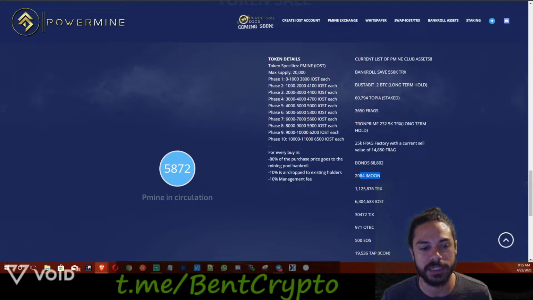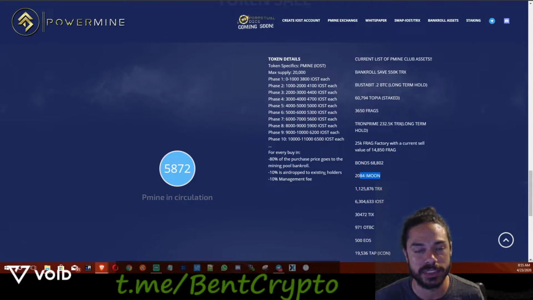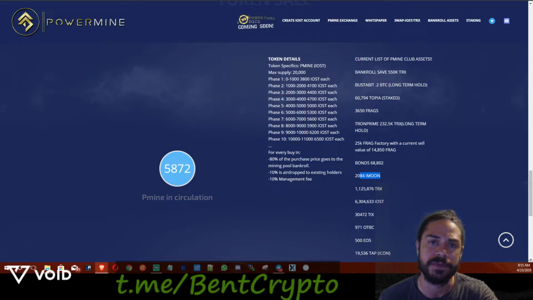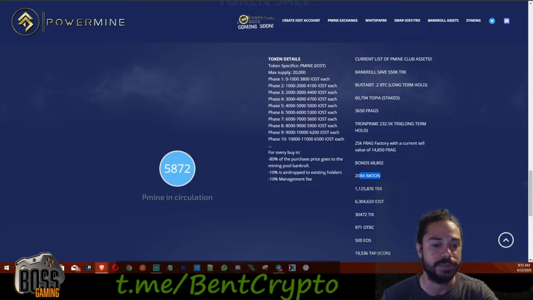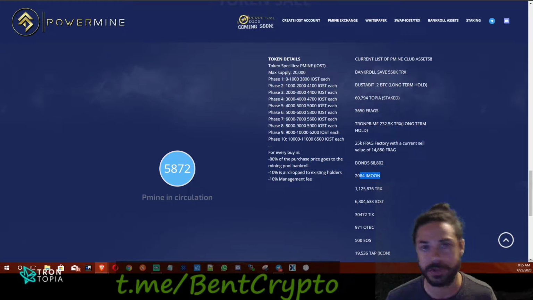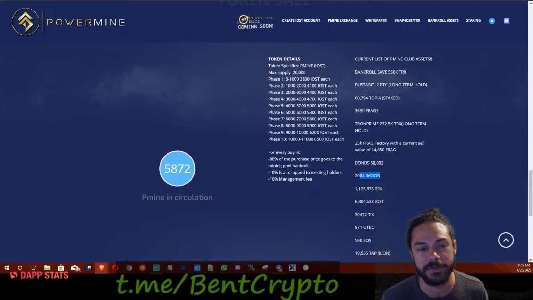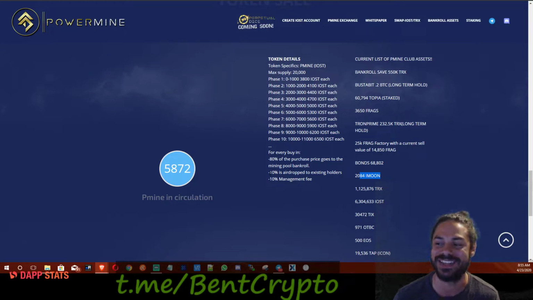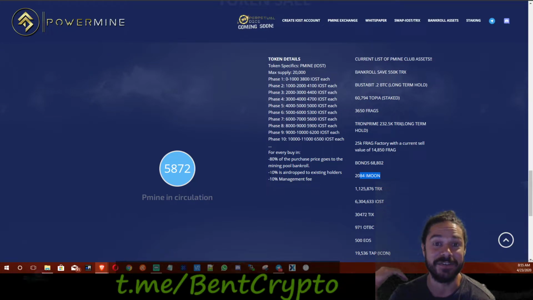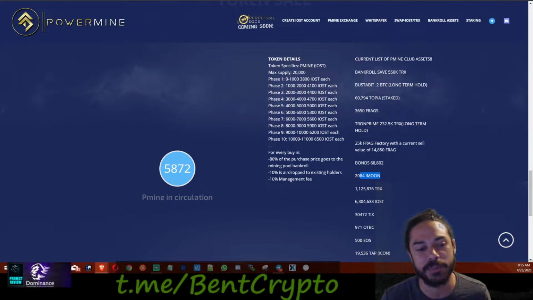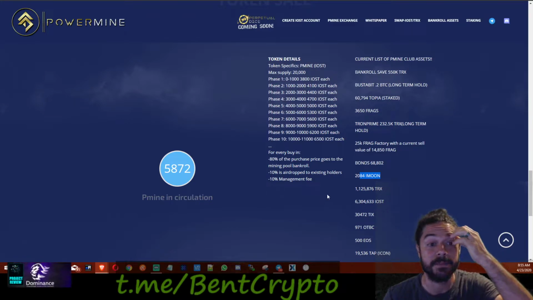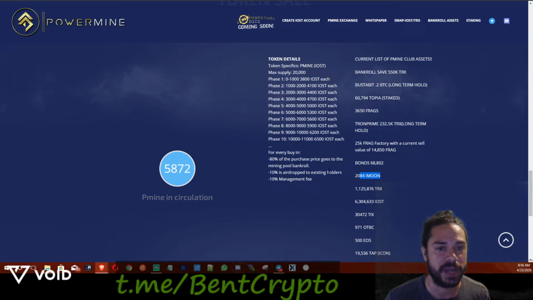So 10% of the buy-in is airdropped to existing holders. If you were to purchase at 5,300, 10% of that would go to Pmine holders. I'm a Pmine holder, so if you buy in, I would get a percentage of it, which is 10%, but split among all holders. So if you get 5,300, I'll probably get 0.00 something of an IOST. And then 10% goes to management fee. So that's how Pmine works.